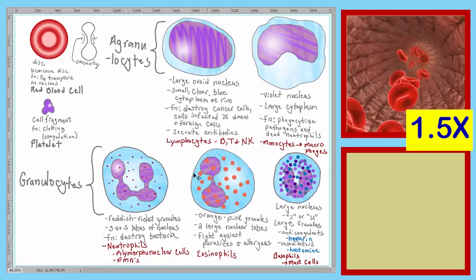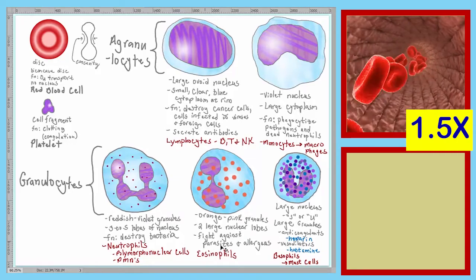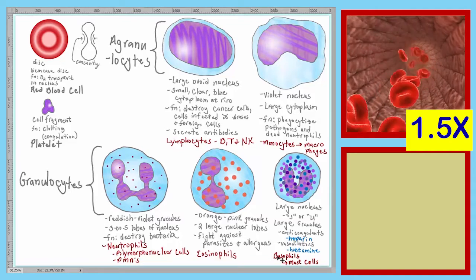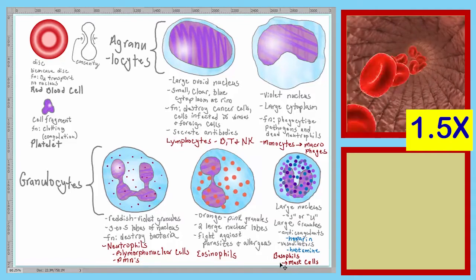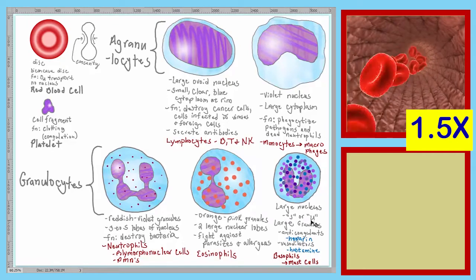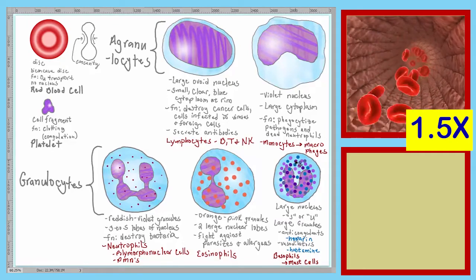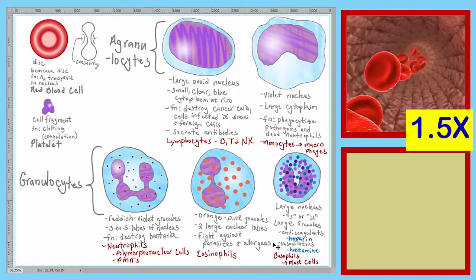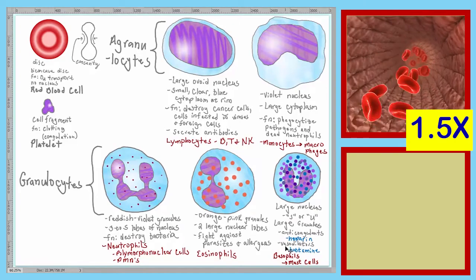Our second granulocyte is the eosinophil. These cells have orange to pink granules. They have 2 large nuclear lobes, and they fight against parasites and pathogens. And our third set of cells are the basophils. They're called basophils in the bloodstream, and they're called mast cells in the tissue. They have a large nucleus that's S or U-shaped, and they have large granules, so many that they obscure the nucleus, and the nucleus is hard to see. These granules may contain an anticoagulant or a vasodilator. The anticoagulant is heparin, and the vasodilator is histamine.